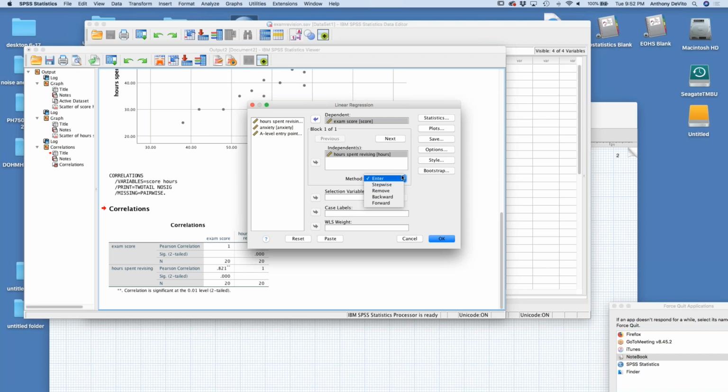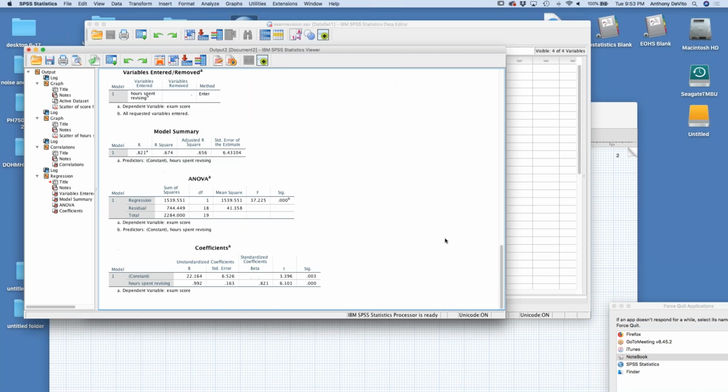Mostly these others are for something called multiple regression, where you may look at more than one variable at a time. We may get to that if we have enough time. So let's leave this just the way it is, and I'm going to click OK. I'm going to come back here and do some other things, but I'm going to click OK here.